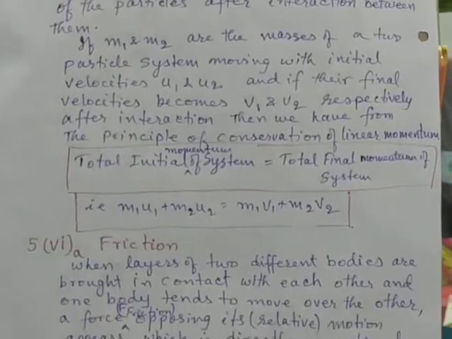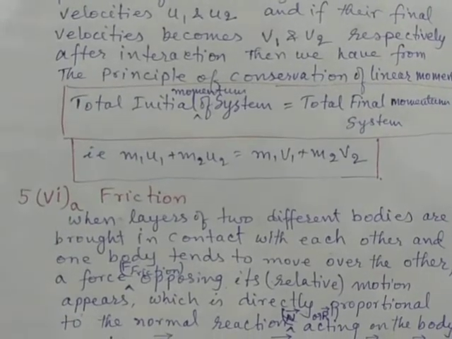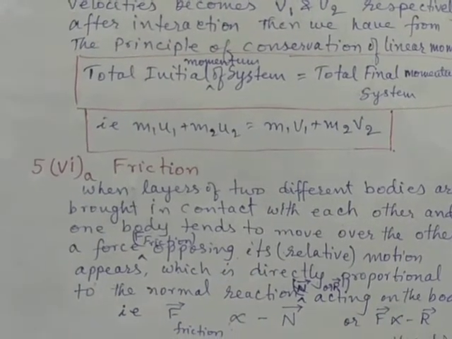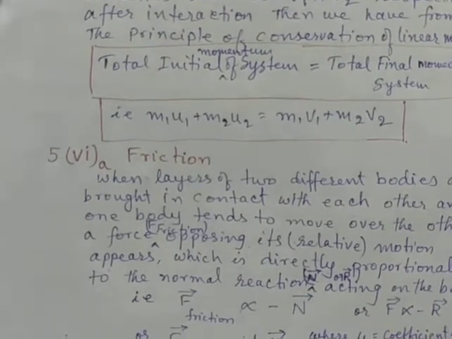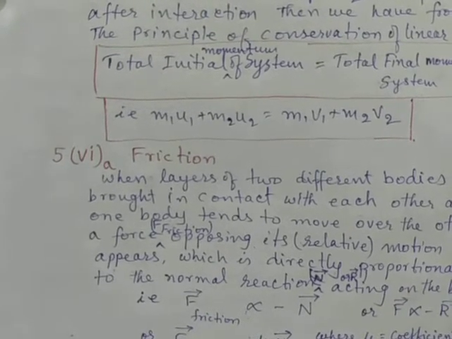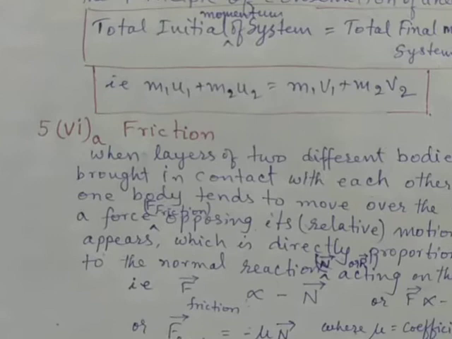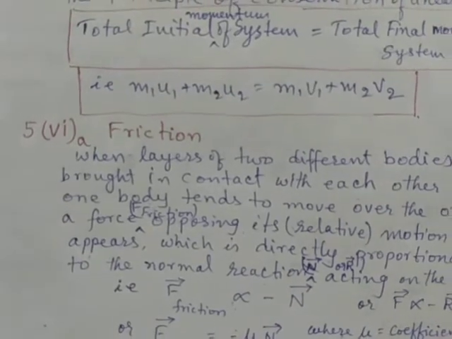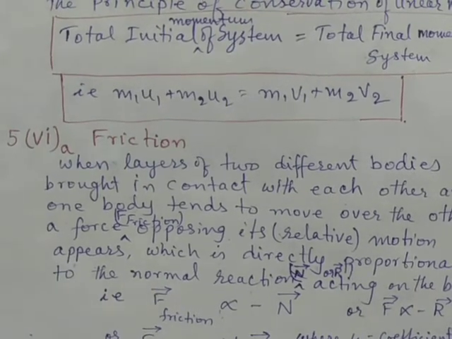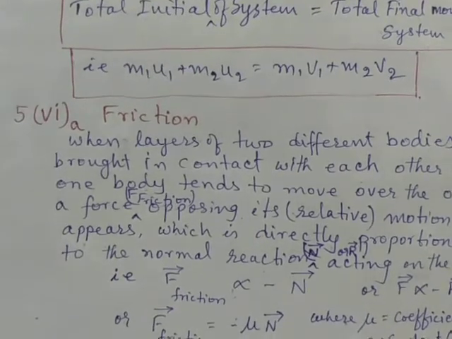Say for example, if we have a two particle system, and the masses of these particles are m1 and m2, their initial velocities are u1 and u2, and then after interaction between these two particles, if their velocities change to v1 and v2 respectively, then the total momentum of the particles before interaction, that is m1 u1 plus m2 u2, must always be equal to the total momentum of the particles after interaction, that is m1 v1 plus m2 v2. This is true for more than two particles also.